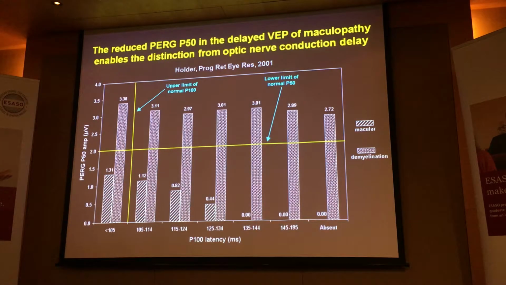Whereas when we look at pattern ERG in the same group of patients, by the time we've got 20 millisecond delay, P50 is less than a microvolt. So we've got pretty good means nearly always for distinguishing between the optic nerve disease and the macular disease.